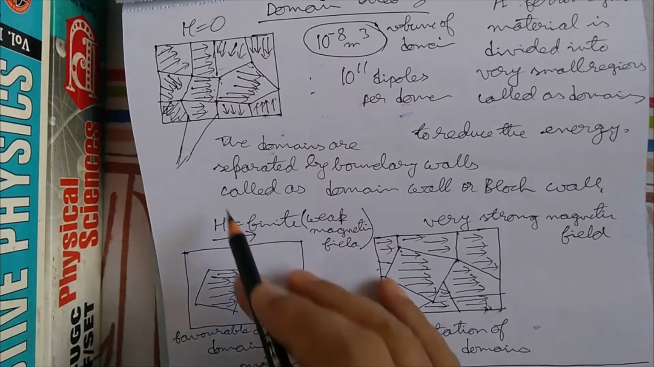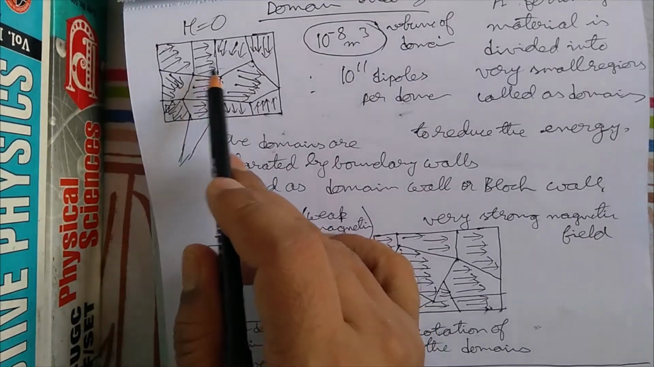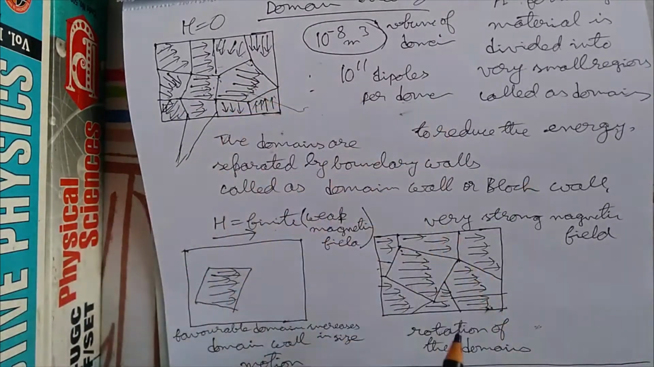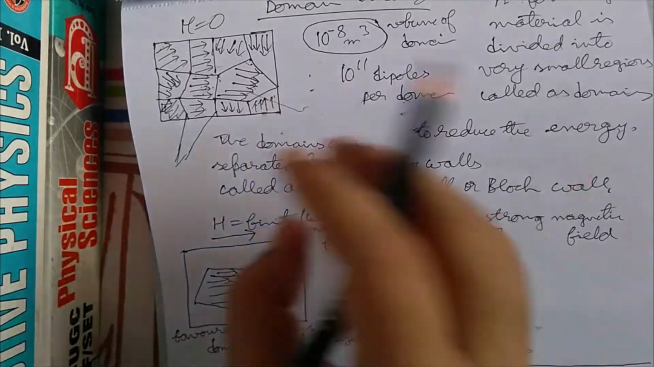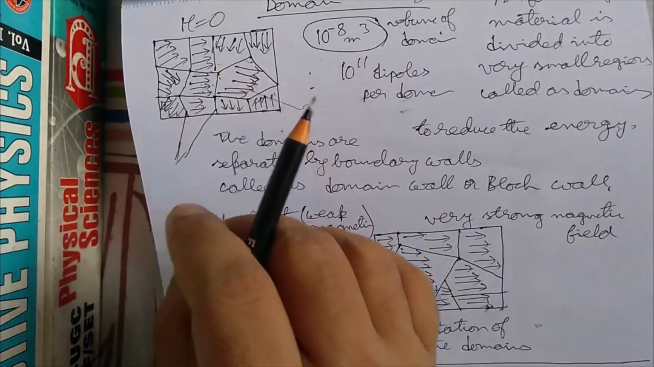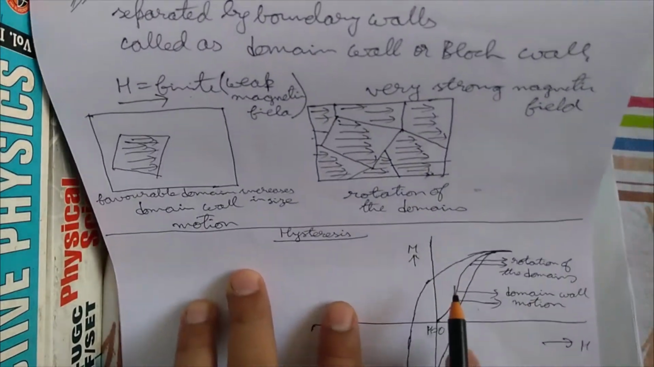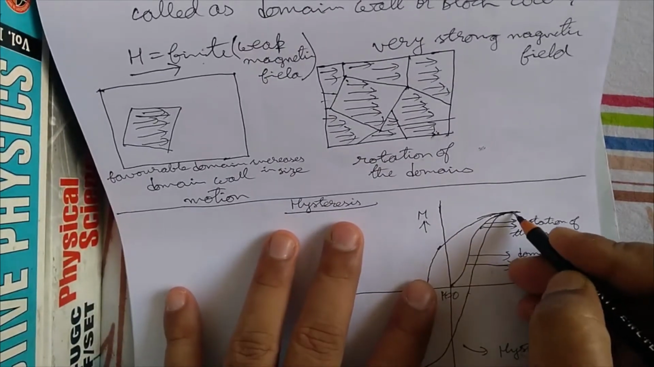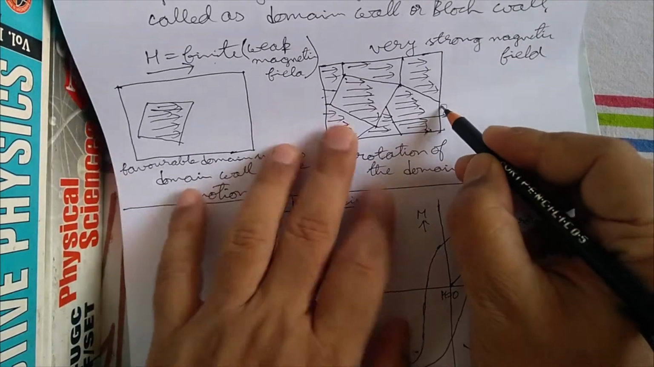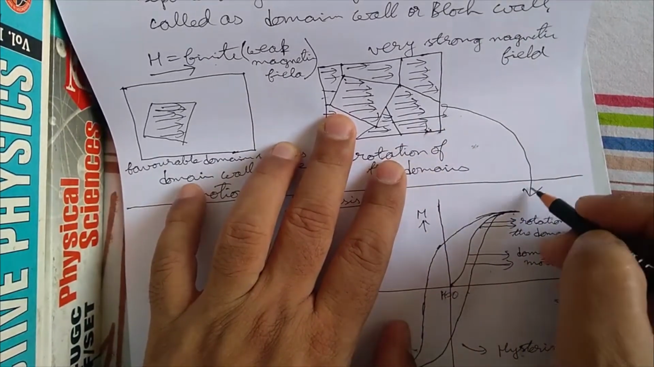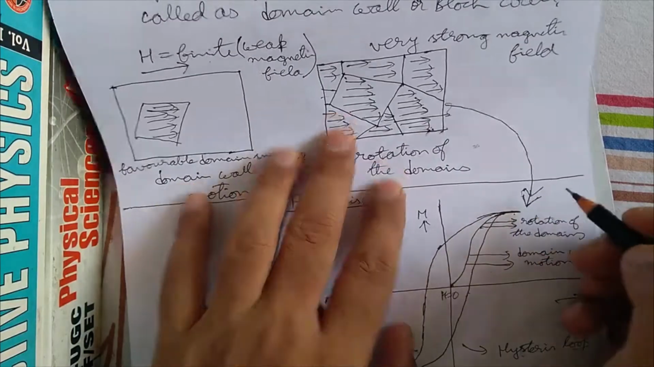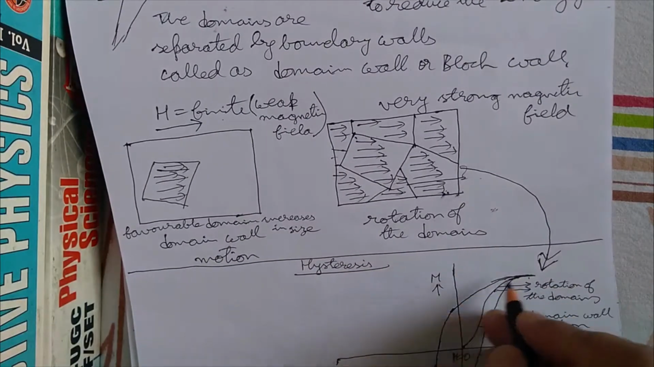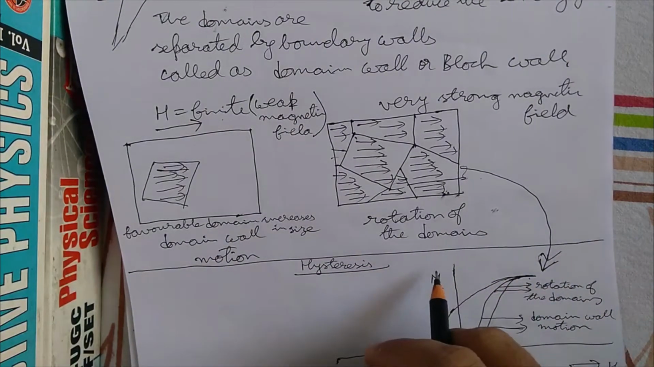Suppose this is the direction of the field. Ultimately here it is in this direction, this is in this direction, this is in this direction. So at very high fields, the domains will rotate, that is the dipoles will rotate themselves towards the direction of the magnetic field. It will happen at a higher point of the magnetic field in this region. Here all the domains will be oriented along the direction of the magnetic field.